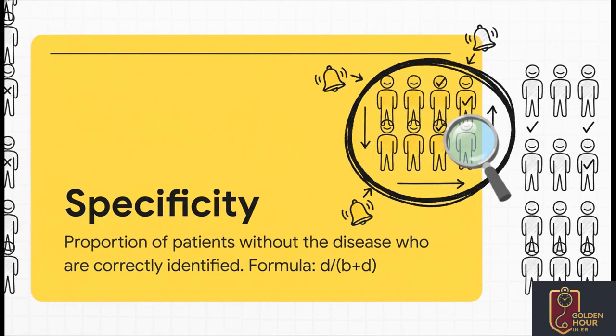And specificity is just the mirror image of that. It focuses completely on the second column, the healthy people. It's asking, of all the people who don't have the disease, what percentage did our test correctly clear? It's all about weeding out those false positives.